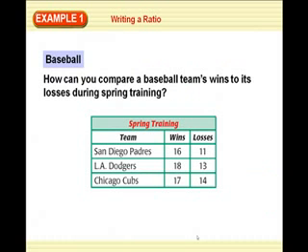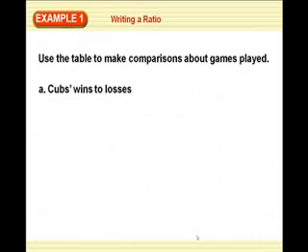So how can you compare a baseball team's wins to its losses during spring training? Well, you can do that by writing a ratio. So use the table to make comparisons about the games played, their wins to their losses. So you look at the table, we are doing the Cubs. Cubs wins to losses. So they won 17 to their losses, which was 14. Make sure I get the right numbers, and I'm going to sneeze. Excuse me if I do. Okay, and then you also could write it 17 over 14, or you can write it 17 to 14.